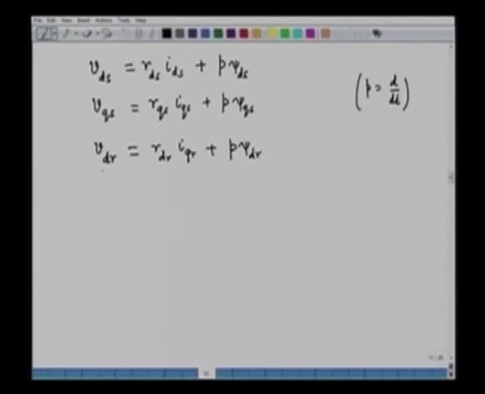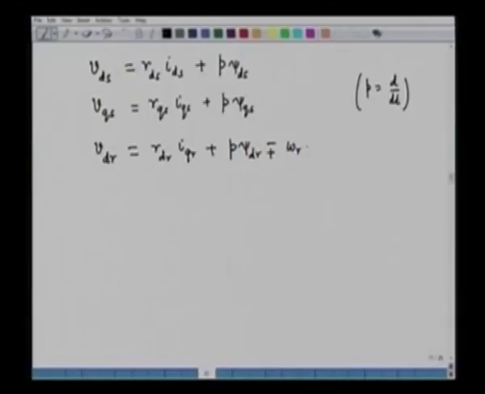So I can just write down VDR equal to RDR IDR plus P psi DR. This is a statically induced EMF, and here I will have a rotationally induced EMF, but I don't know its sign. But I know that the rotationally induced EMF, as we have already seen in the last lecture, appears in the quadrature axis, in the orthogonal axis. So I can just write down it is omega r into psi QR. It means the rotationally induced EMF in the D axis is due to the Q axis flux.